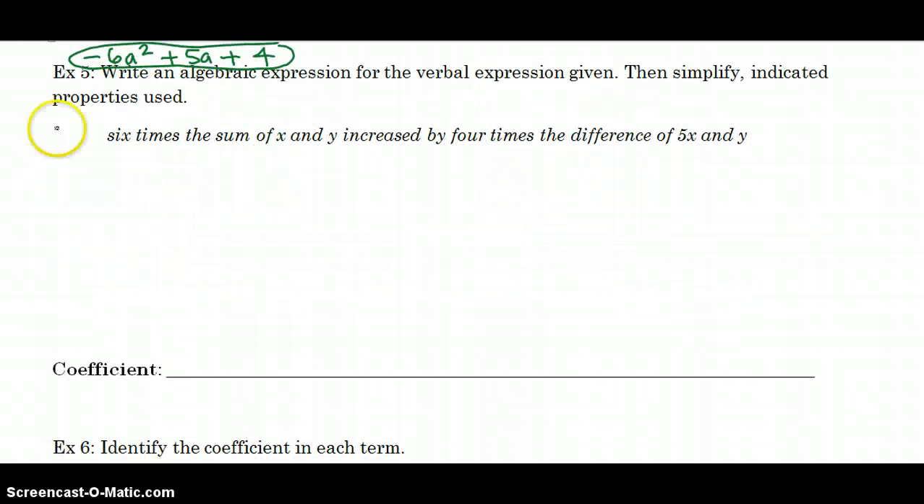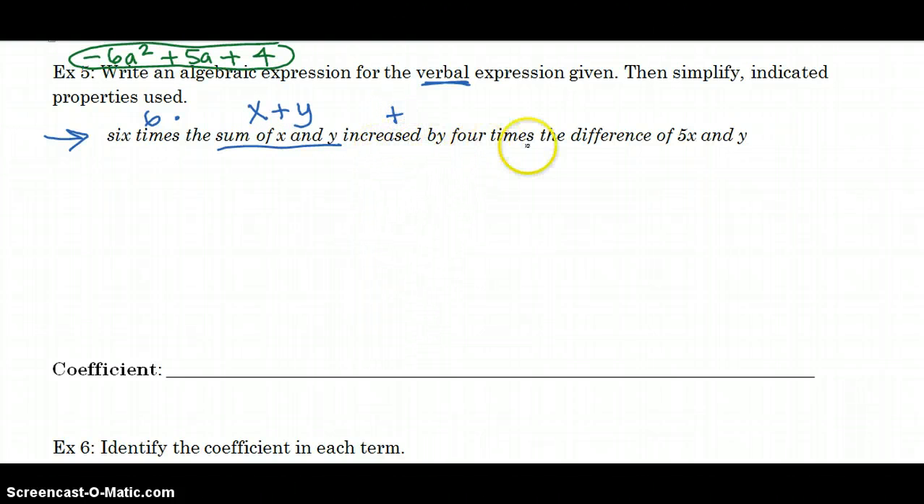All right, next it gives it to us in words: write an algebraic expression for this verbal expression, then simplify and indicate the properties used. So let's take this verbal expression and see if we can make it into an algebraic expression. I hear 6 times, so there's 6, times means multiply, times what? The sum of x and y. So the sum of x and y looks like this. Increased means plus, by 4 times the difference. The difference of what?